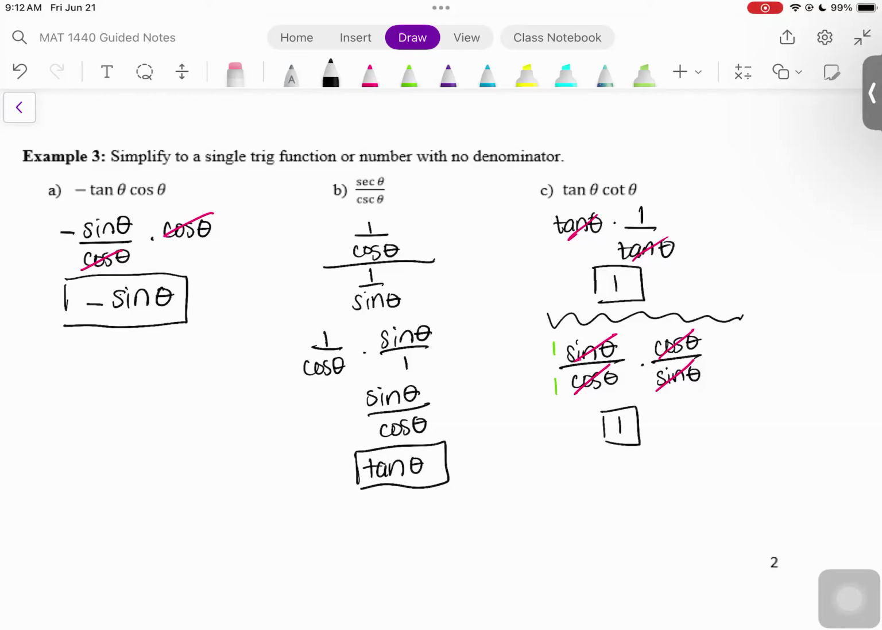So the same expression, tangent theta times cotangent of theta, can be simplified either of these two ways. And that's not uncommon either. When we're looking at simplifying these trig expressions, we might find that there are multiple ways of simplifying using different identities.